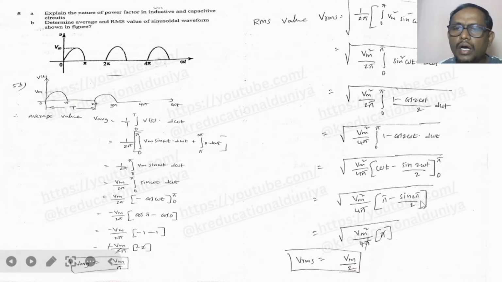So after doing this, you are going to get under root Vm square by 4 pi into pi. Here pi will get cancelled and we get under root Vm square by 4. So under root Vm square is Vm, under root 4 is 2. So Vrms value equal to Vm by 2.